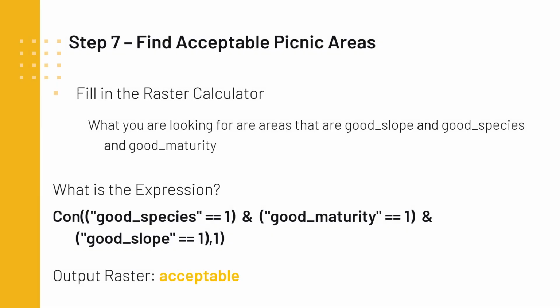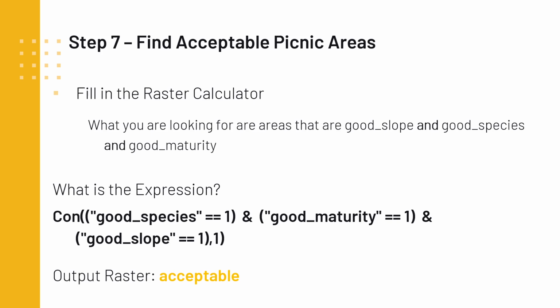Now we need to figure out the equation to find where there's good slope and good species and good maturity. This is going to be a more complex equation than we've dealt with in the past. So what is the expression? Again, we're going to be using the conditional statement, con, but this time we're going to be looking for conditions in 3 different files. Each one of these conditions has to be in its own set of brackets.